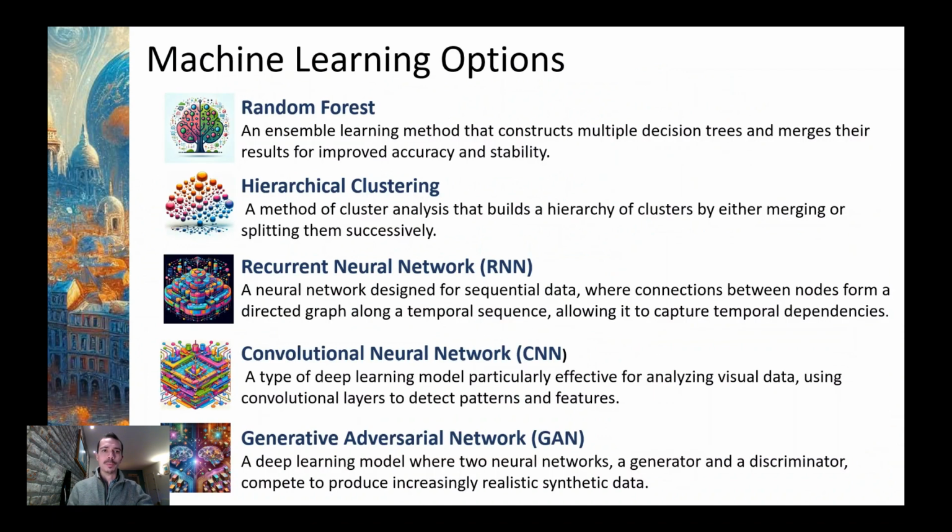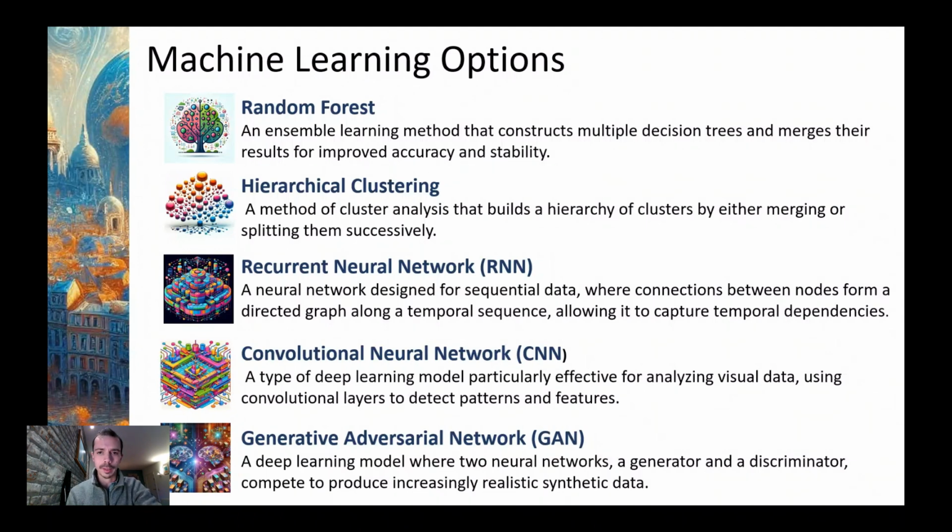When we talk about the machine learning options that we studied for this presentation, we first tried out the random forest, meaning an ensemble learning method that constructs multiple decision trees and merges their results for improved accuracy and stability. We then have the hierarchical clustering. As you recall, we already had the k-means clustering from the last study. Now we're moving on to a new clustering algorithm that builds a hierarchy of clusters by either merging or splitting them successively.